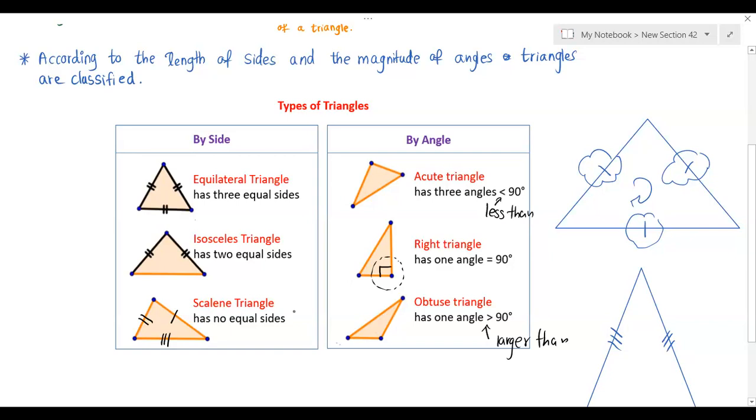Okay, is this clear? This is the classification of triangles according to the length and the angle of the triangle. Okay, write down this table.